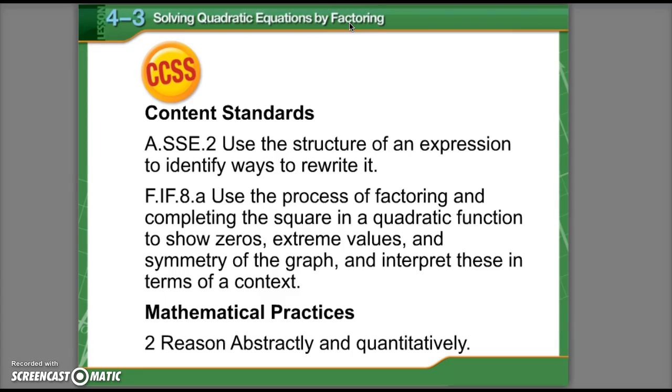Our content standards for this lesson are that we will use the structure of an expression to identify ways to rewrite it, and we will use the process of factoring and completing the square in a quadratic function to show zeros, extreme values, and symmetry of the graph, and interpret these in terms of a context. Our mathematical practice is that we will reason abstractly and quantitatively.